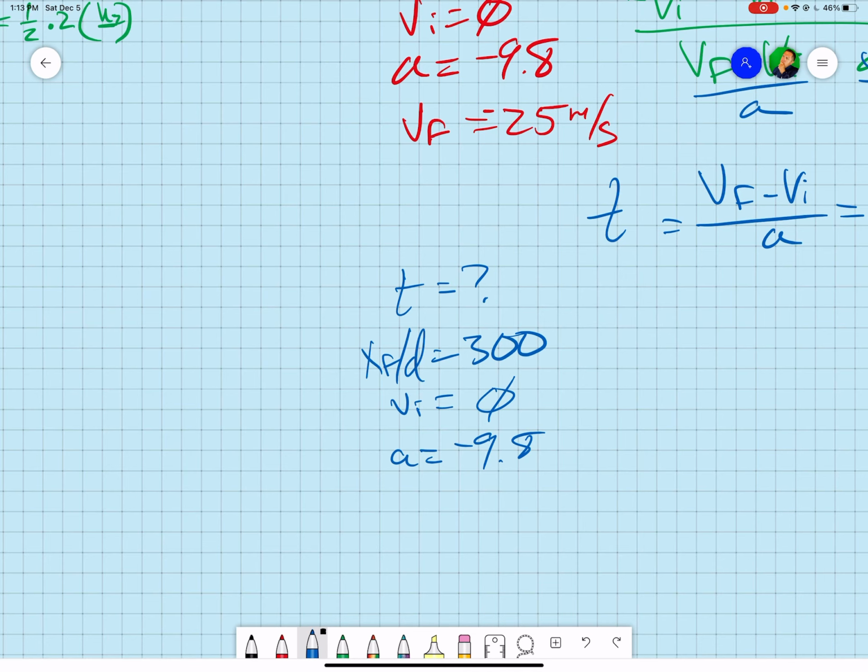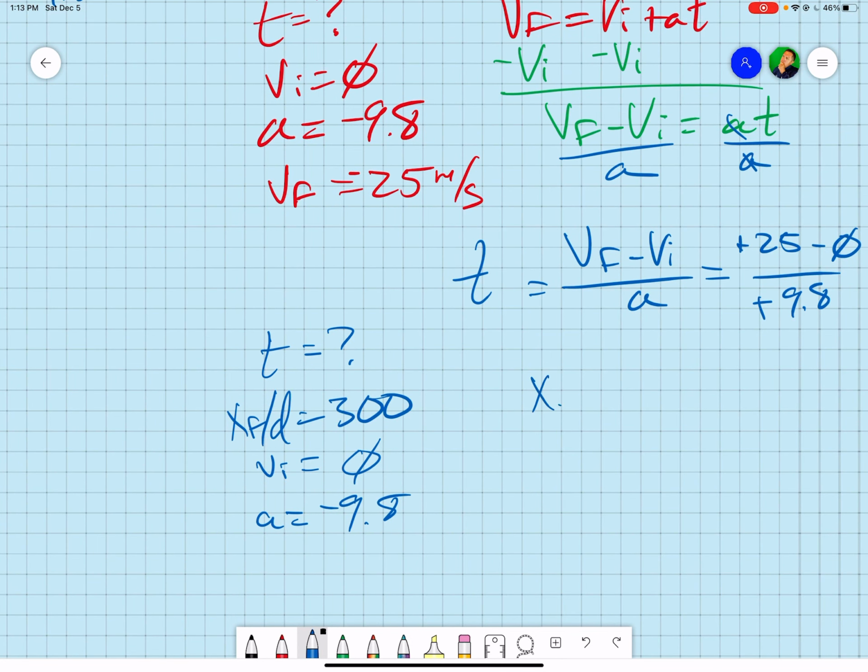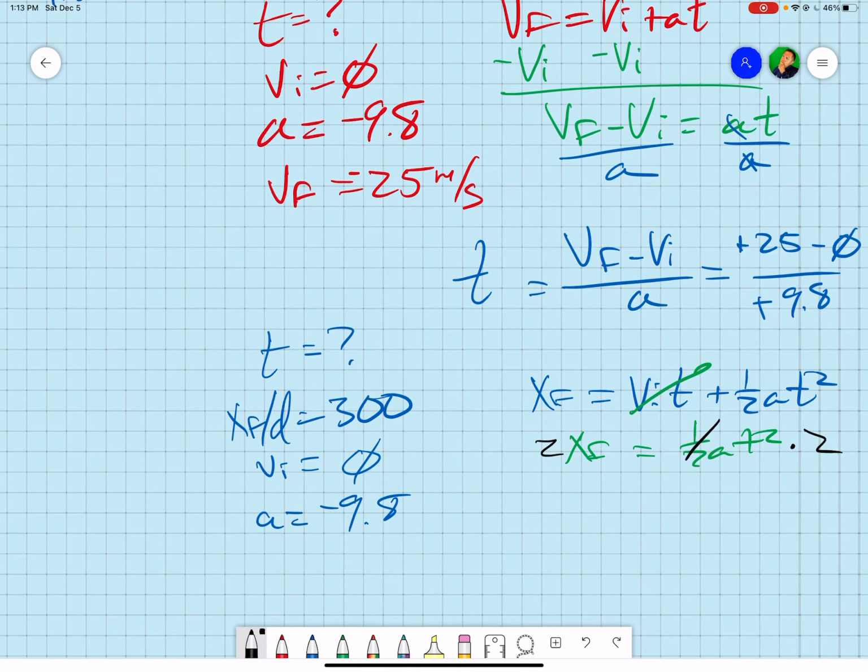We'd go back to that other formula we used up top. The x f, or distance, whatever you have, is v i t plus 1/2 a t squared. Again, the initial velocity is 0, so that gets crossed out, and you have x f is equal to 1/2 a t squared. But this time we're solving for t, so we multiply both sides by 2, so the 1/2 gets canceled out, and we get 2 x f is equal to a t squared.